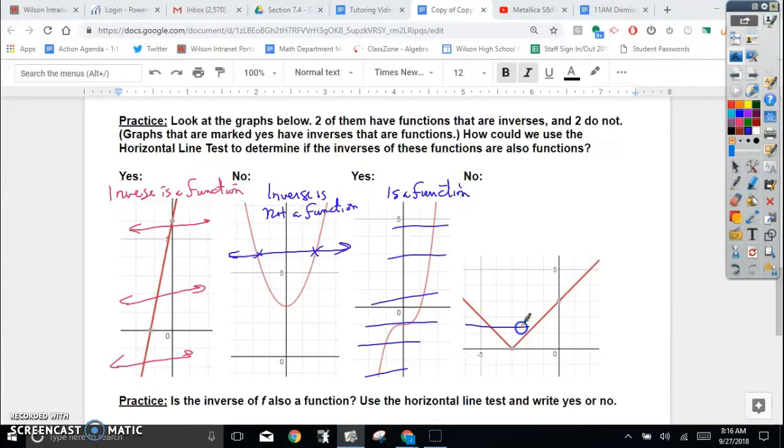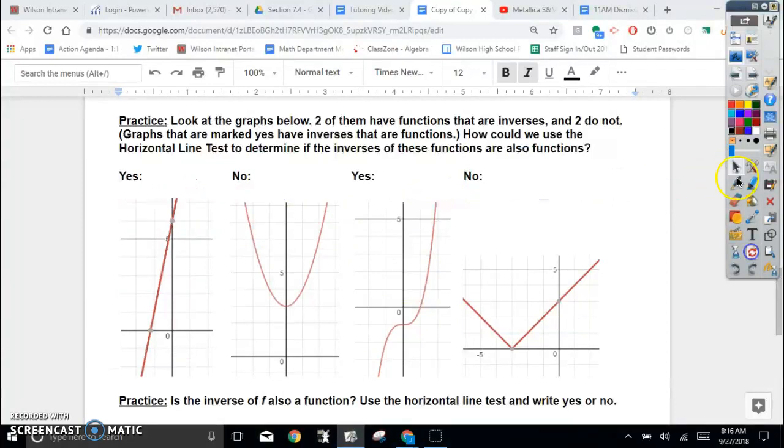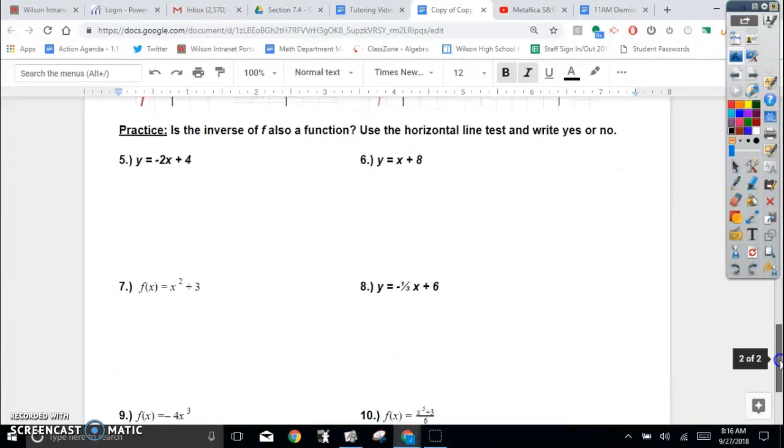Okay. This one is definitely not. The vertical line test passes, so the original is a function, but the inverse is not a function. All right. So the graphing part there was actually pretty straightforward.